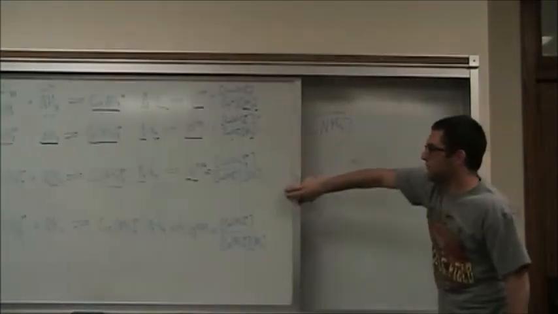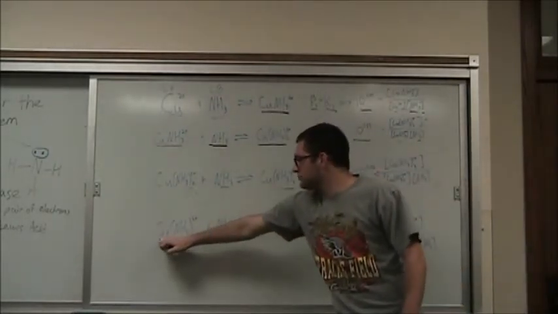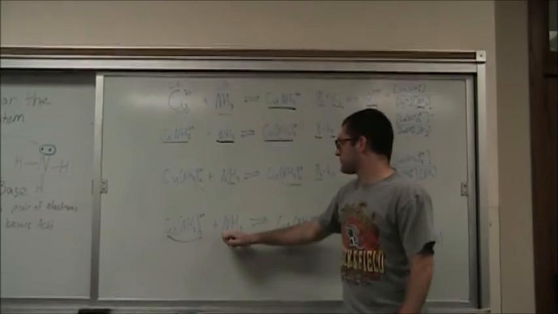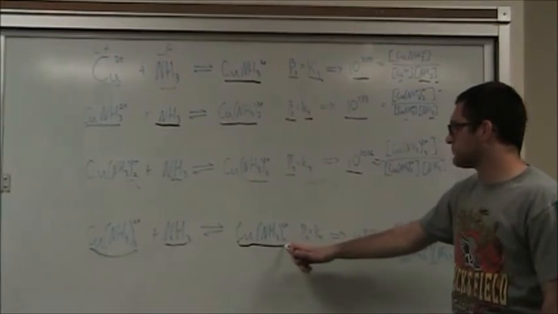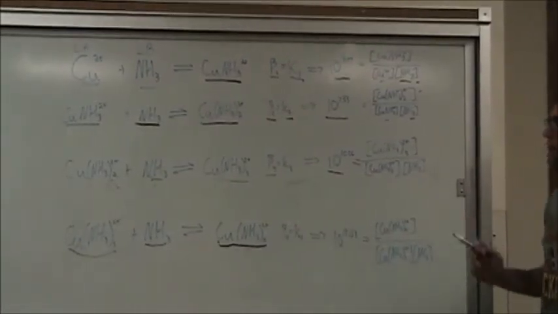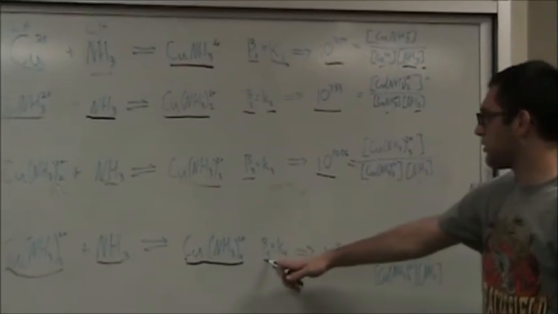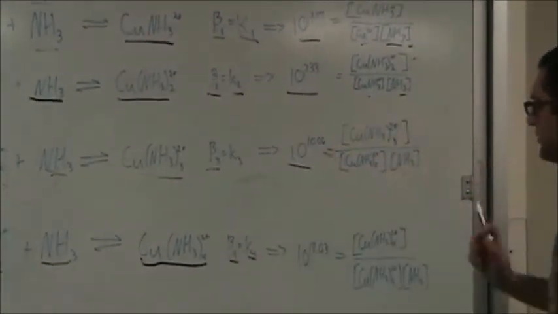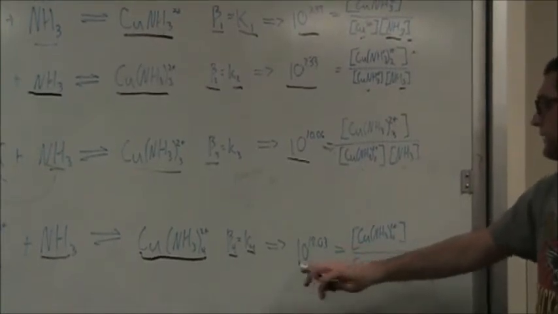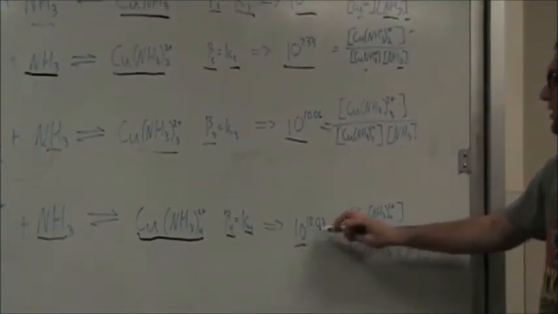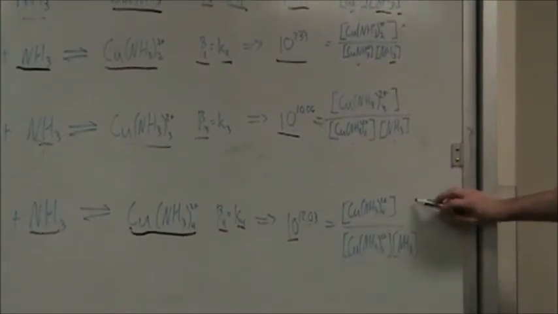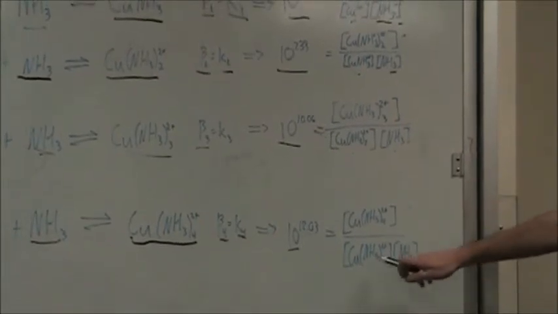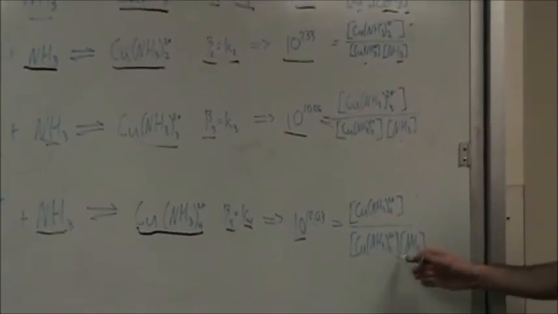And of course we have our fourth equation, which equals copper ammonia 3, 2+, plus ammonia leads to copper ammonia 4, or copper 2 ammonia, which is what we're writing the system for. You have a beta 4 equaling a K4 like all the other ones, and then this one equals 10 to the 12.03 because again you're adding the fourth one, so it is higher. Your solubility is the copper 2 ammonia over copper ammonia 3, 2+, times NH3.